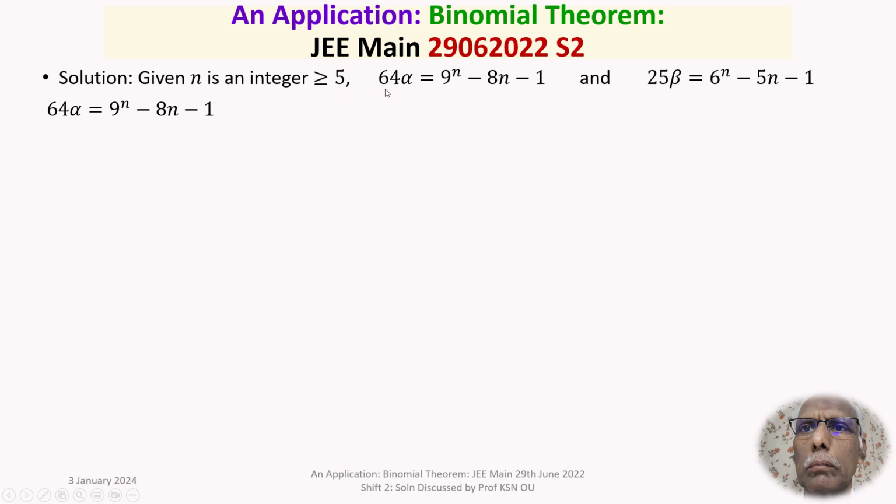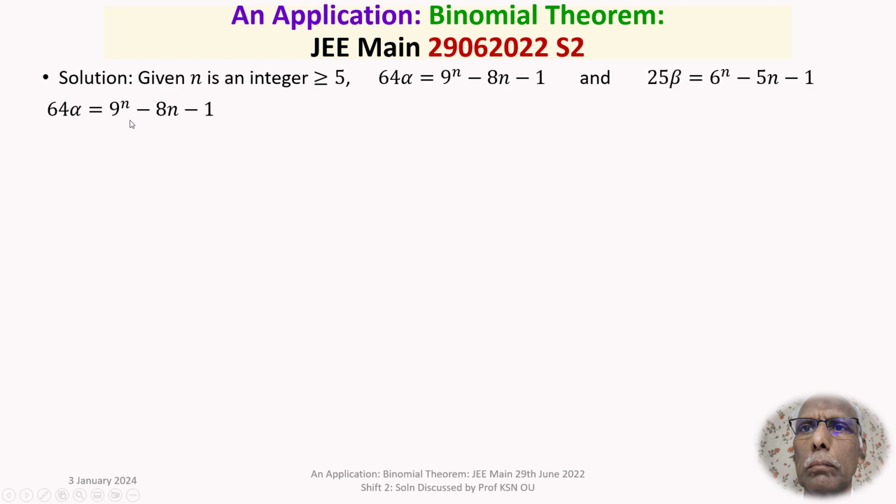and we are given 64 alpha is 9 power n minus 8n minus 1 and 25 beta is equal to 6 power n minus 5n minus 1. We first take the first identity, that is 64 alpha is equal to 9 power n minus 8n minus 1.